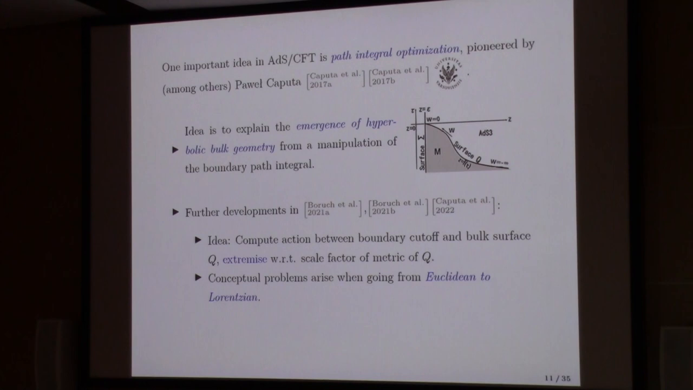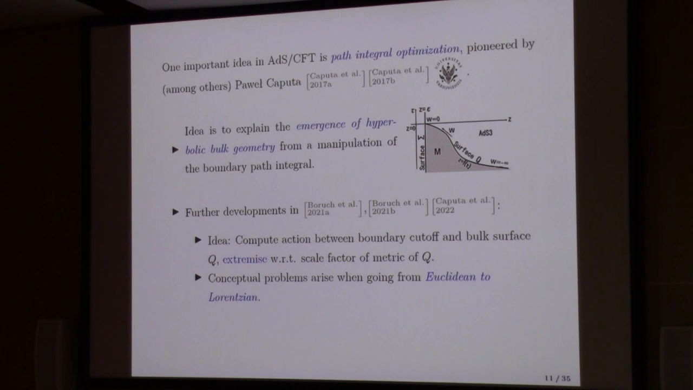such that you can see that it is equivalently described by a theory that naturally lives on a hyperbolic space, because, as I showed you earlier on, AdS in the bulk has these hyperbolic slices. And with this, the idea is to explain the emergence of the hyperbolic bulk geometry from a manipulation of the boundary path integral. So this is a very, very ambitious idea that aims at better understanding how AdS/CFT works fundamentally.